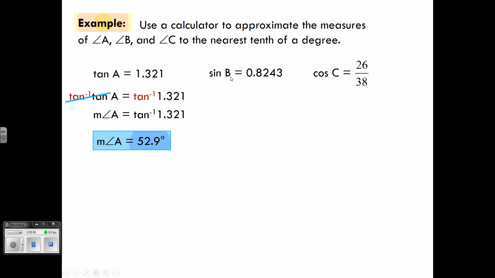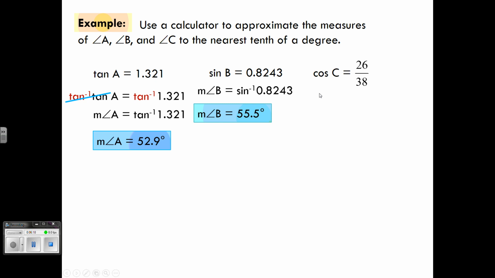The sine of B is equal to 0.8243. And if I do the sine inverse of 0.8243, I'll get the measure of angle B, which comes out to be 55.5 degrees.